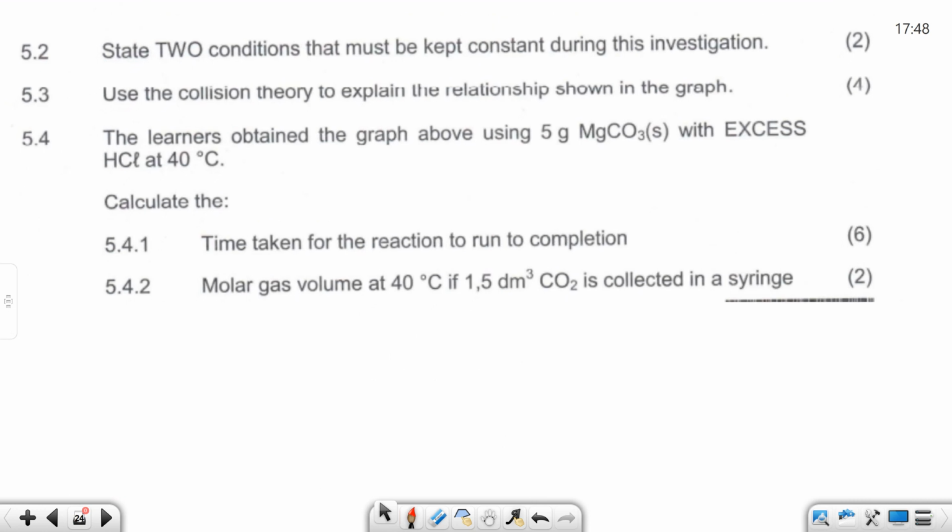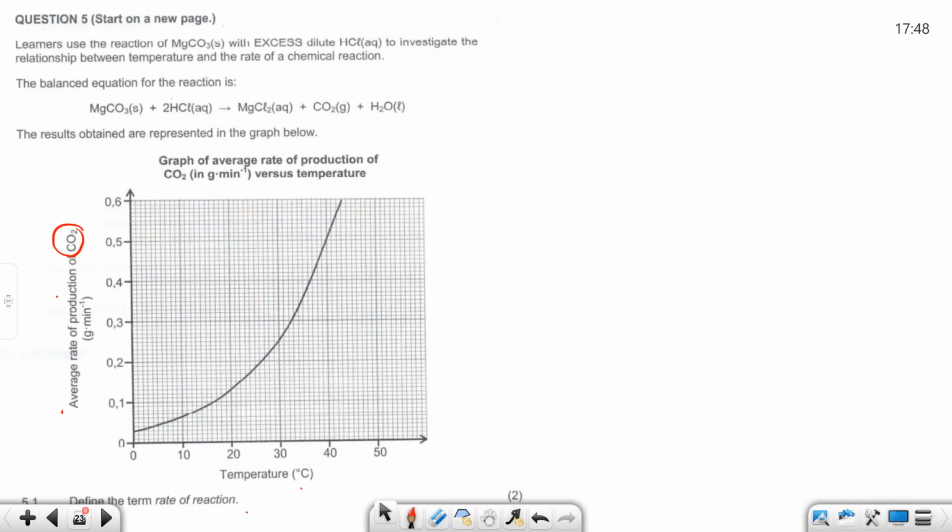State 2 conditions that should be kept constant during this investigation. Look at it. Guys, should be kept constant. Temperature is already changing. Let's look at this. Your focus should be here. I'm dealing with a solid. What affects a solid? Surface area. I cannot use powder and use granules and expect the same result. No. So what should be kept constant? Surface area should be kept constant.